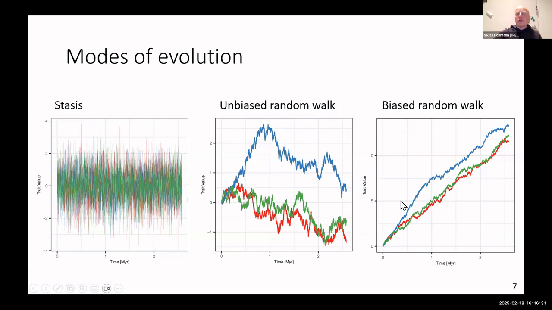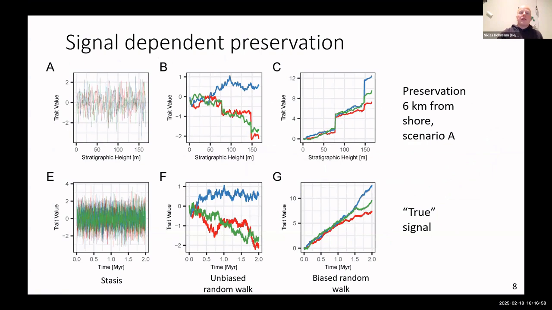And then as a third model, which is what we call biased random walk, you can think of this as directional evolution with a little bit of background noise. In this case, this would, for example, correspond to the selection for a larger body size. And now we have the 2 main ingredients in place, which is a model of evolution, but also a model of stratigraphy and stratigraphic biases. And when we combine them, we actually get some really cool results. So this is the first result. We only looked at one place in the carbonate platform, which is 6 kilometers onshore in scenario A. So remember, this is on the platform top.